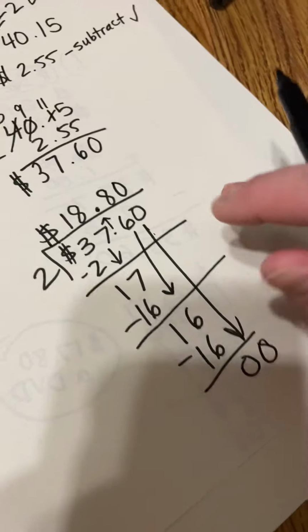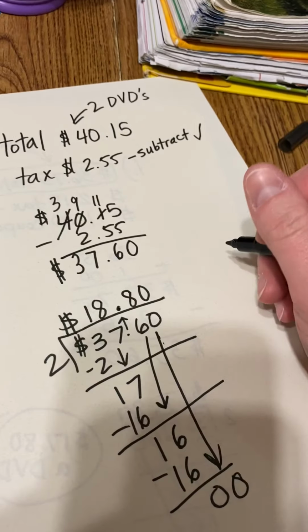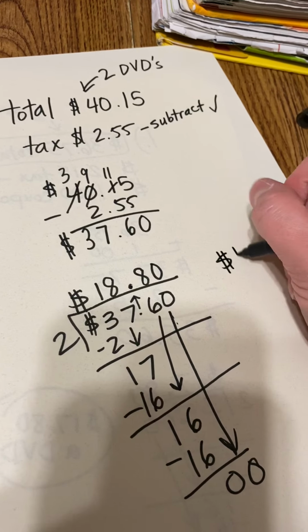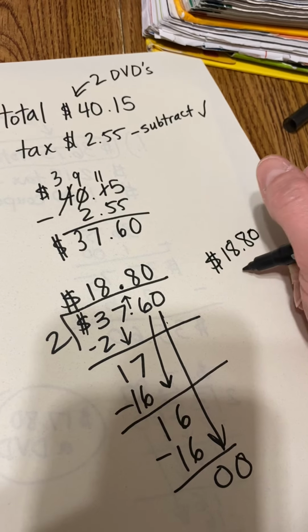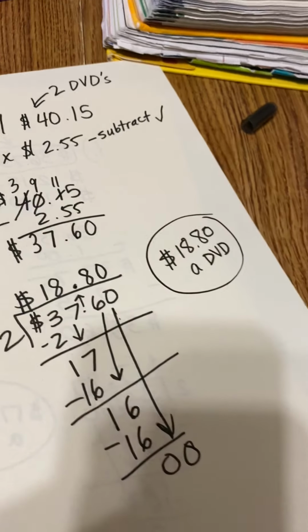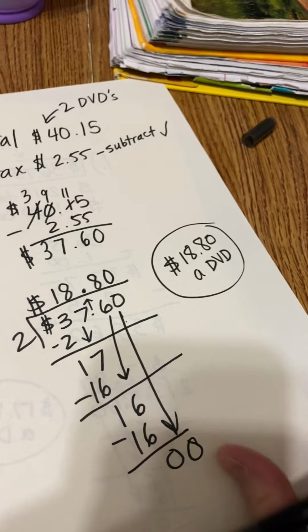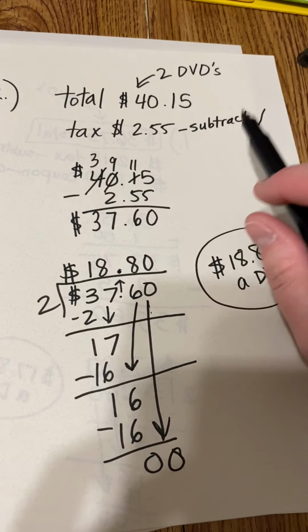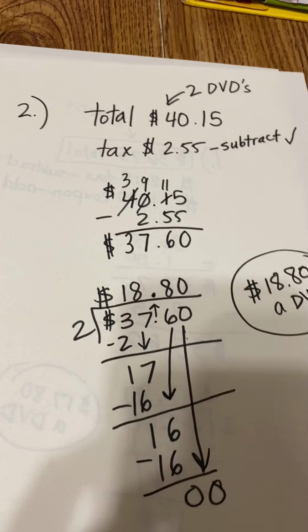Okay, so now my new cost for DVD, if I spend $40.15, is $18.80 a DVD. Make sense? So there's all the work. So whenever you see tax, you always subtract. Okay, so then let's go over number 3.